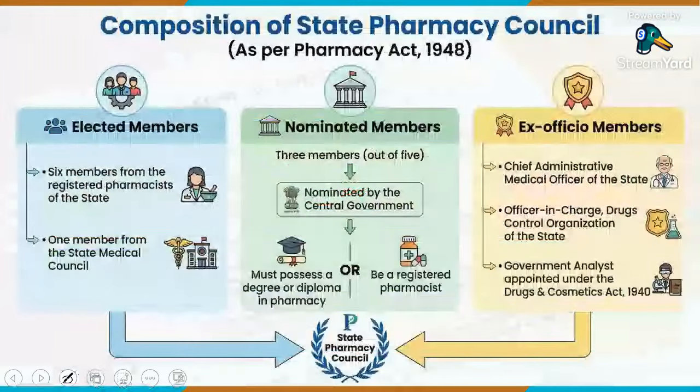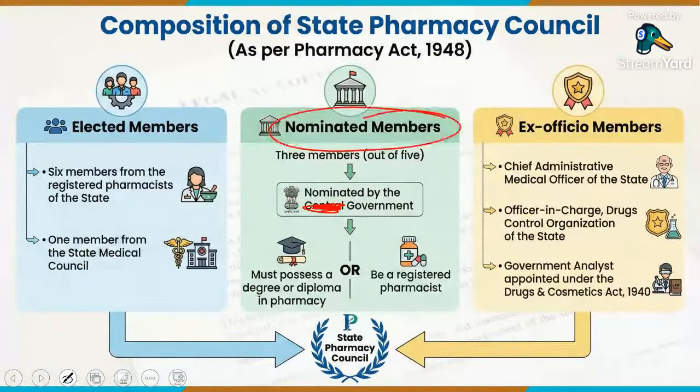Already we have seen how many members are nominated by the state government to the state pharmacy council. So out of 5, 3 members should possess a degree or diploma or be a registered pharmacist.